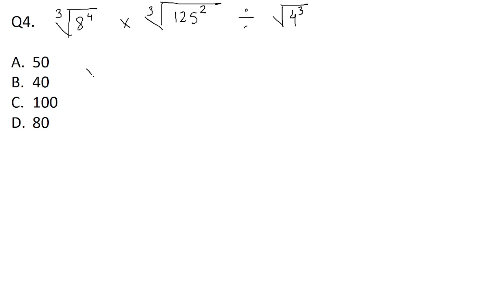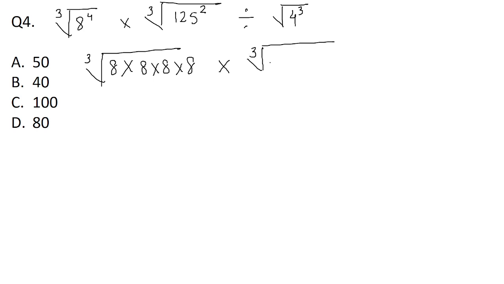Now, can I write 8 raised to 4 in the form of 8 into 8 into 8 into 8? Yes. Into again, cube root of 125 into 125, because the power was 2 over there, and again divide this by square root of 4 into 4 into 4. This will give me 64, as 4 cube is 64.